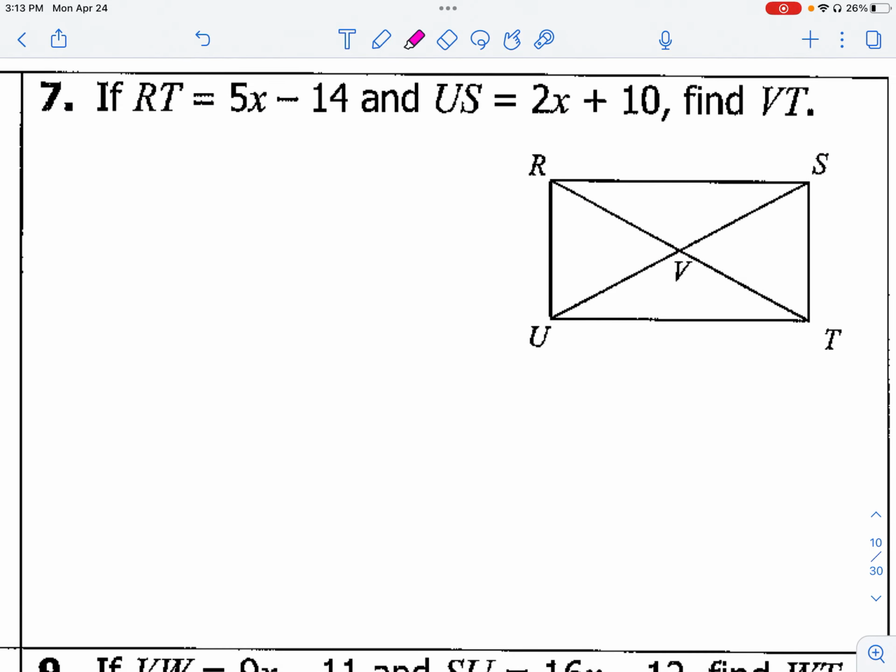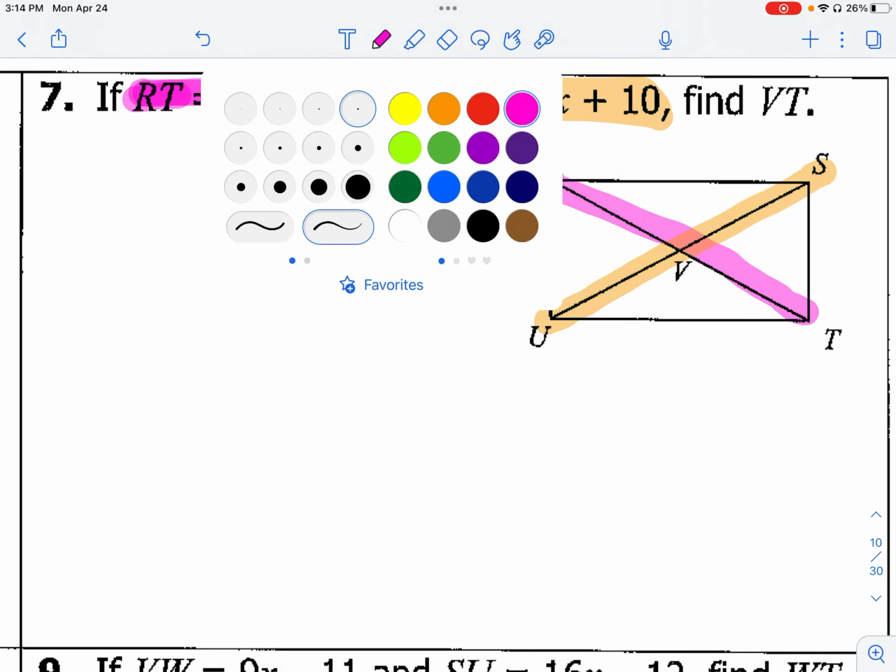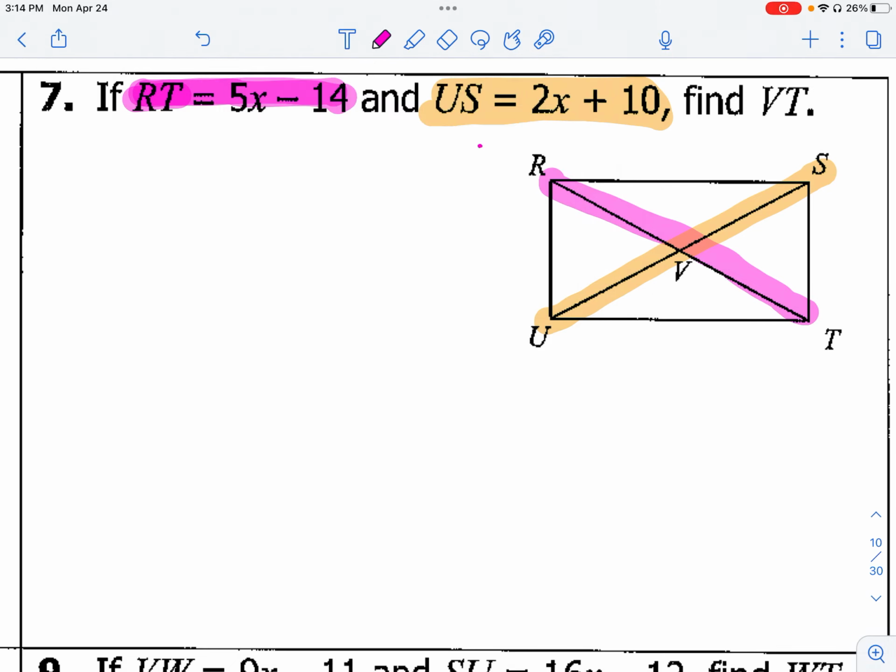Come over here. And here we want RT. And RT is this one here. We want US, which is this here. So it's a rectangle. We know the diagonals in a rectangle are congruent. So we're going to set this, let's get the right color. We're going to set them equal.